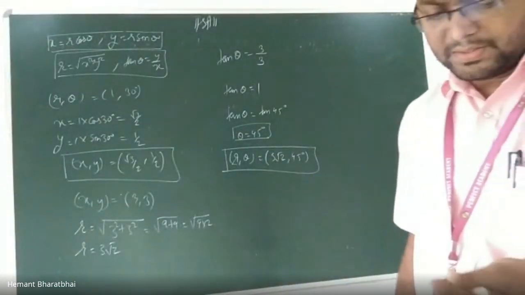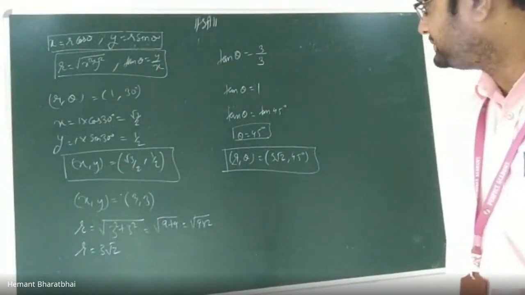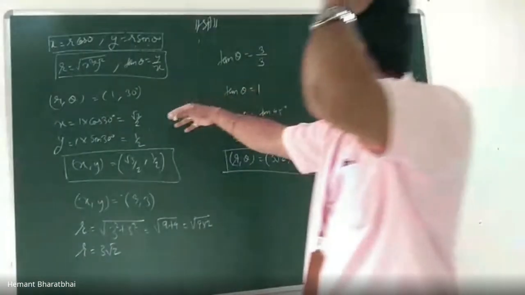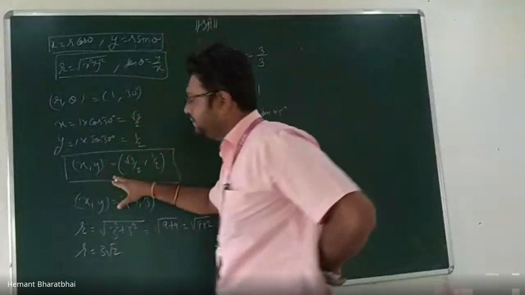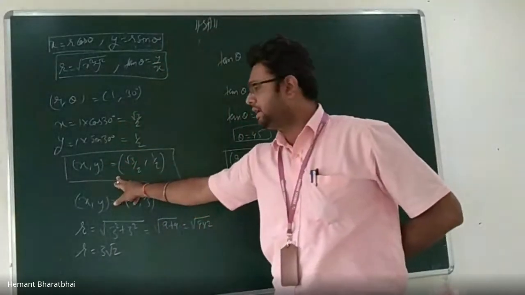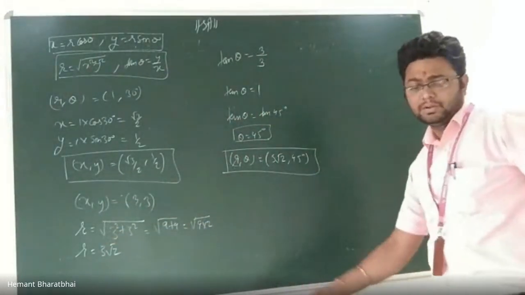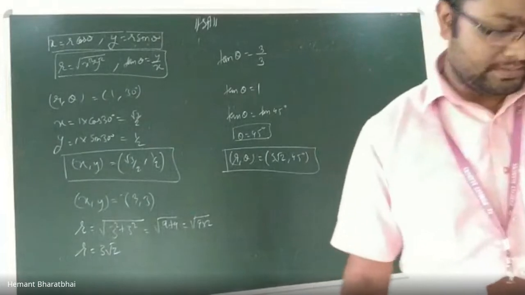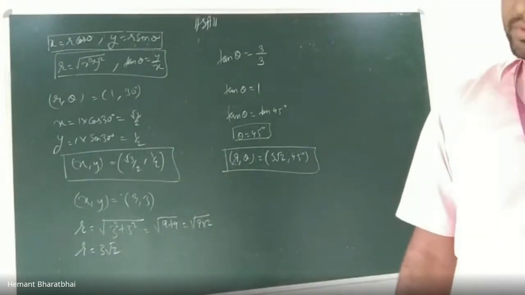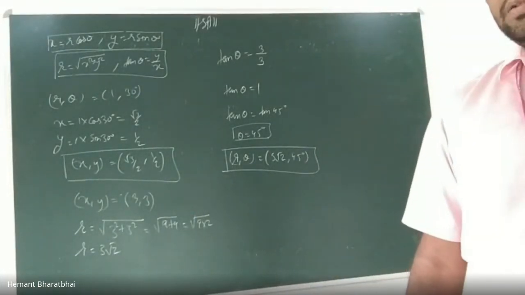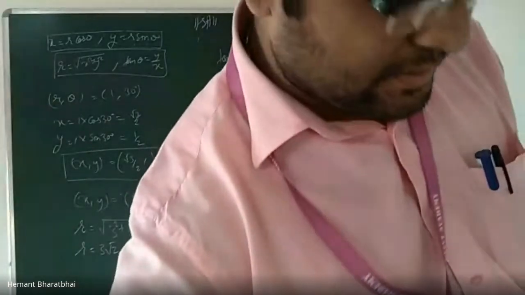In that case, I was given polar form and converted into Cartesian form. I was given Cartesian form and converted into polar form. We'll see some more preliminary two or three sums and then we'll go to the advanced numericals.